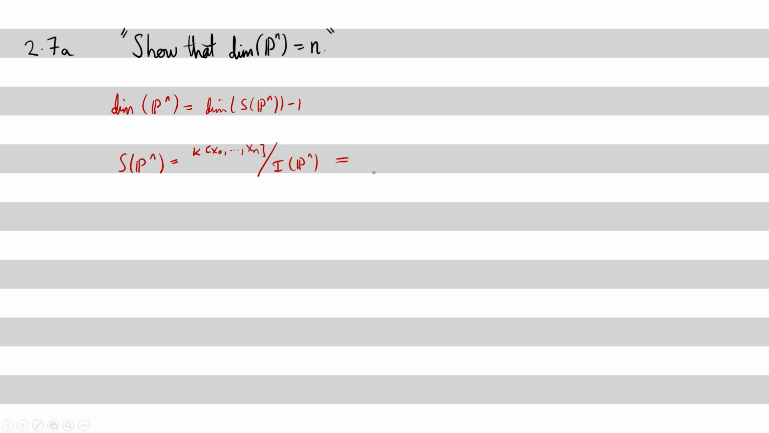the homogeneous polynomial functions vanishing on projective n space, which is 0. So k[x_0, ..., x_n] over 0, which means you're just quotienting out 0, so you're doing nothing.